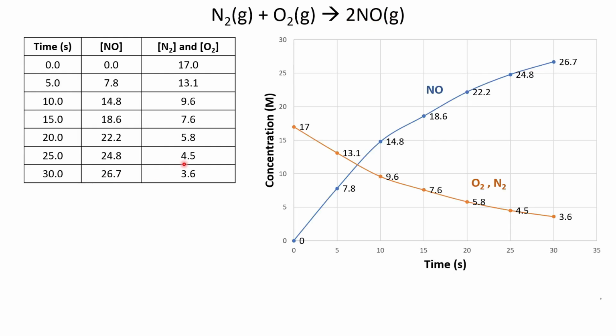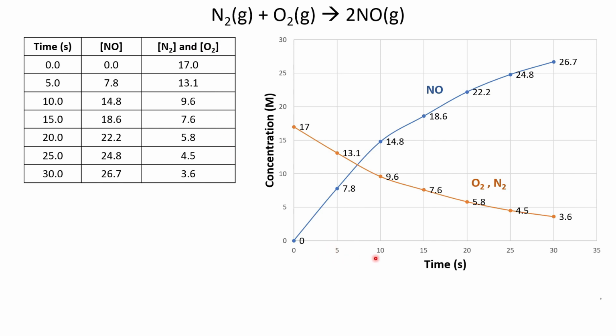Okay, let's look at one of our examples. Our reaction is nitrogen gas plus oxygen gas going to nitrogen monoxide. Here is our table of data. We are measuring time and we're measuring concentration of nitrogen monoxide and concentration of nitrogen and oxygen.